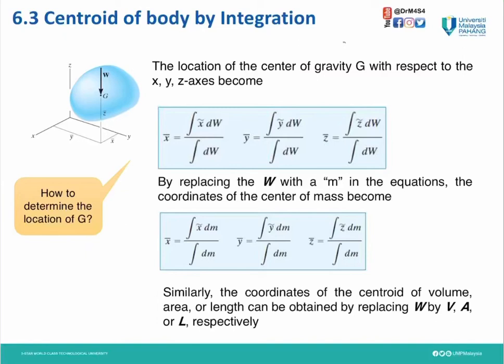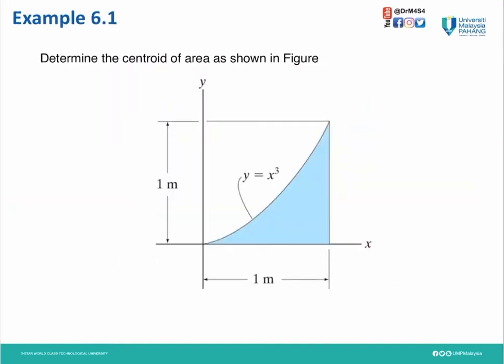Now we continue to how to identify the centroid by using integration. Here is the formula to define the center of gravity, or G, with respect to the X and Y axis. And also we can replace our W with volume, area or length respectively. Now let's do example 6.1.